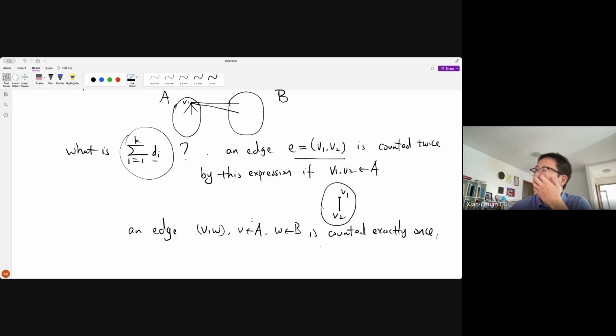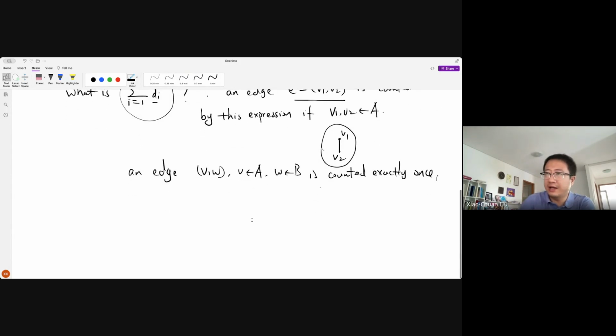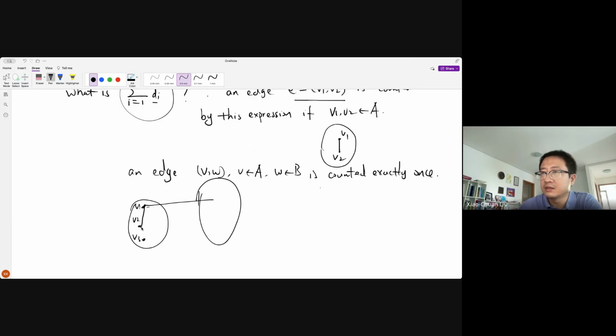So let's put some simple example. Let's say here we have V1, V2, V3. So here you have many vertices. So probably you get something like this, and maybe something like this, and the third maybe something like this. Okay, so in this case, I want to put D1 plus D2 plus D3.